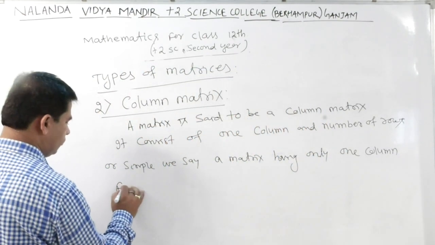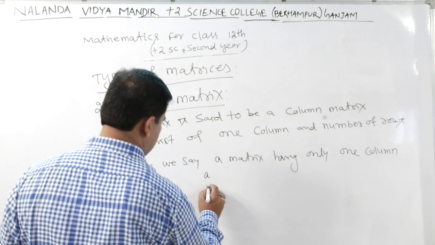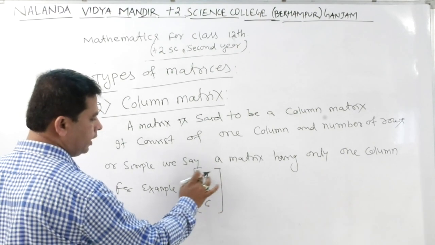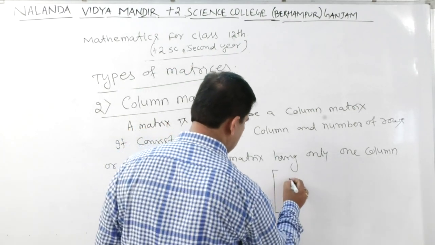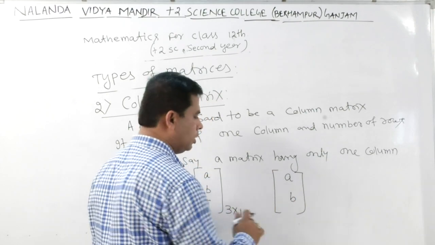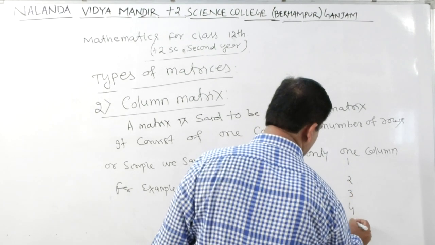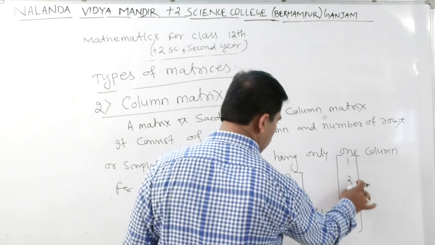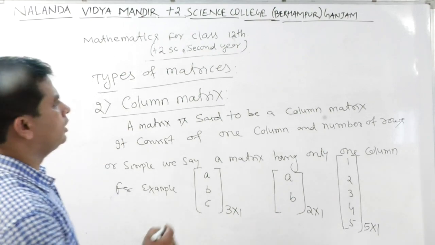For example, A, B, C. This is a matrix with only one column and 3 rows. Therefore, the order of the matrix is 3 cross 1. And another matrix, A, B. Here, 2 rows, but the number of columns is 1. Therefore, the order of the matrix is 2 cross 1. Another matrix, 1, 2, 3, 4, 5. Here, 5 rows and only 1 column. Therefore, the order of the matrix is 5 cross 1.